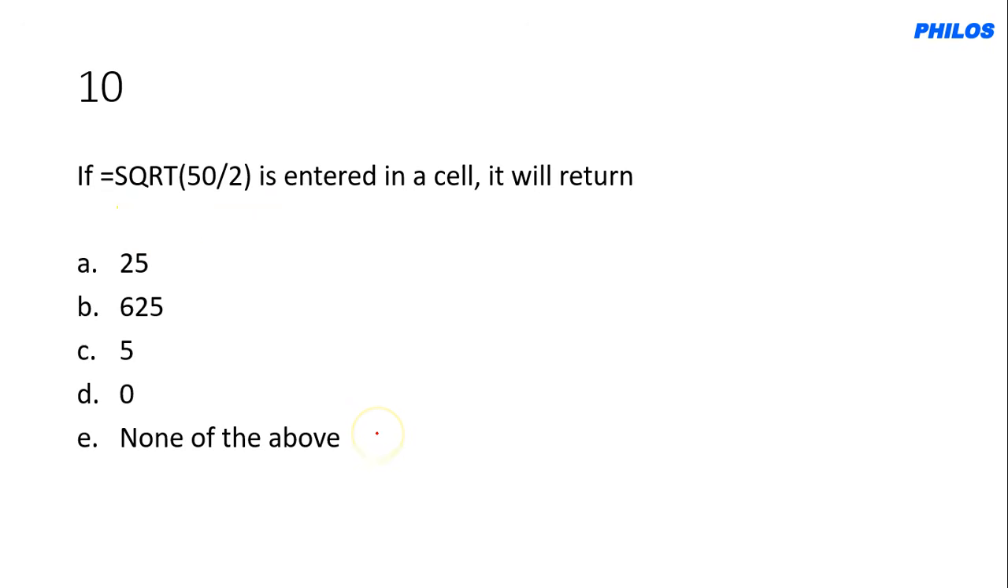Question 10. If equals SQRT into bracket 50 divided by 2 is entered in a cell, it will return. To solve this also, first you need to simplify what is in the bracket. So 50 divided by 2 should give you what? 25, isn't it? So you have SQRT 25. And SQRT means square root of. So square root of 25 will give you what? It will give you 5. You can put that on your calculator and see. What matters is to know the meaning of each function. So the correct answer for question 10 is C.